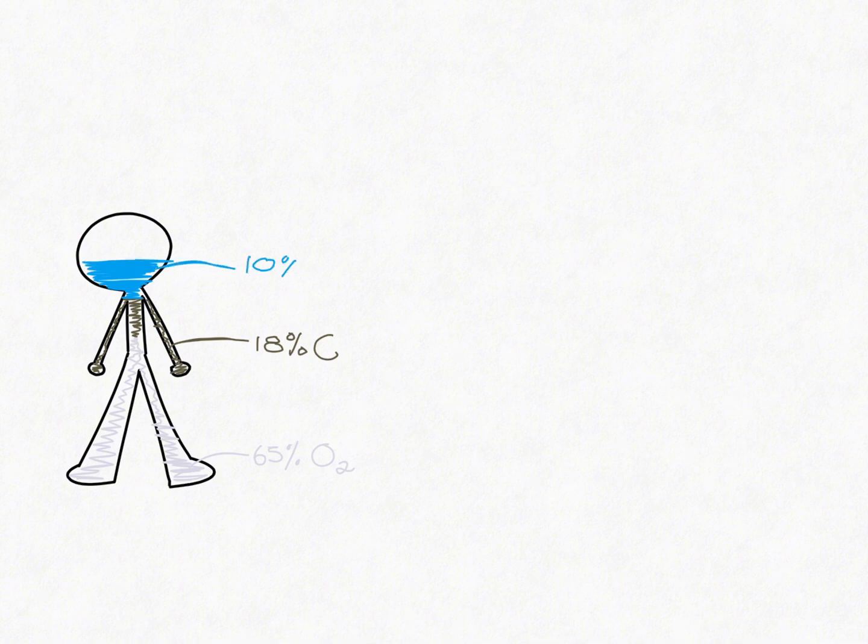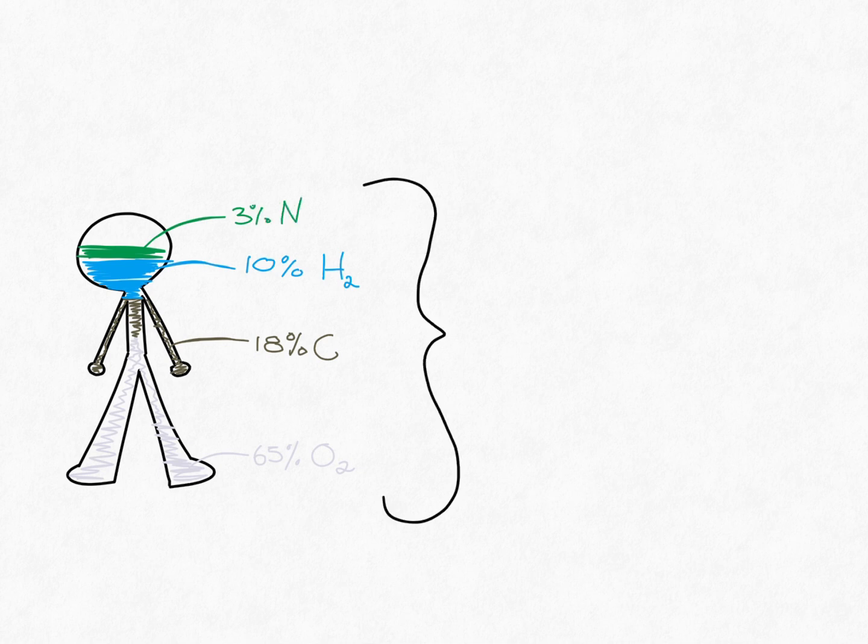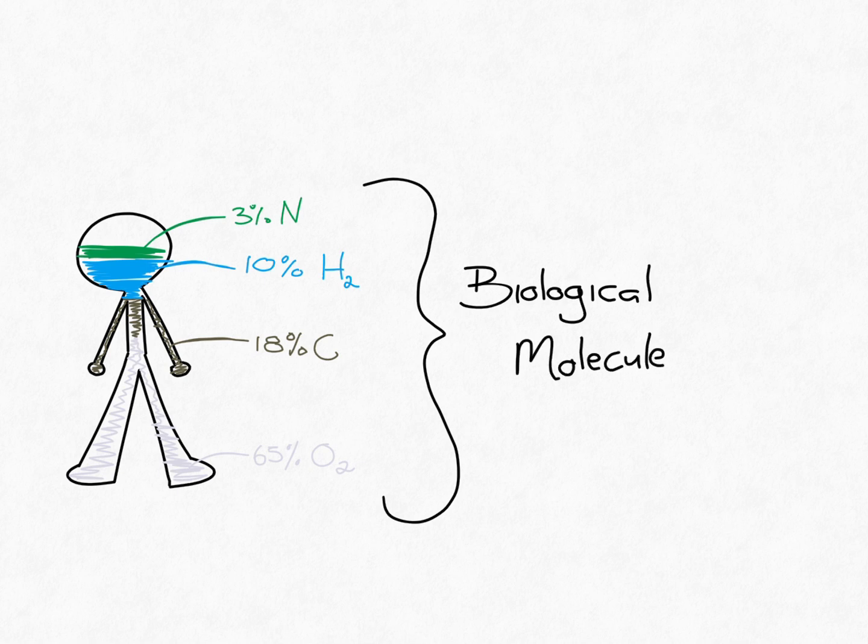If we had to look at the abundance of elements in the human body, we would find 65% oxygen, 18% carbon, 10% of the body would be hydrogen, and 3% nitrogen by weight. Now, these elements make up biological molecules. Biological molecules are molecules that can be found in living organisms.